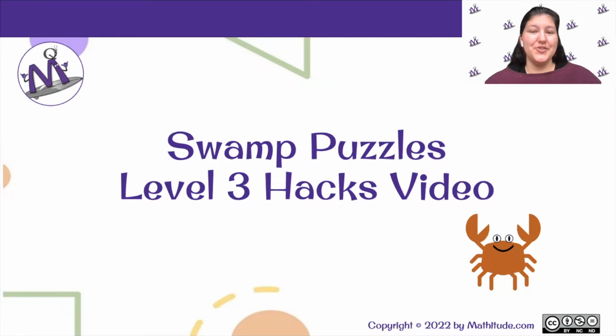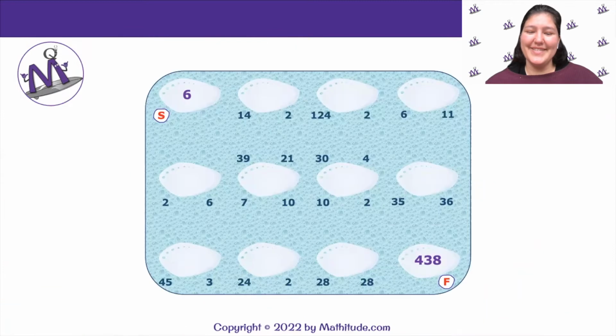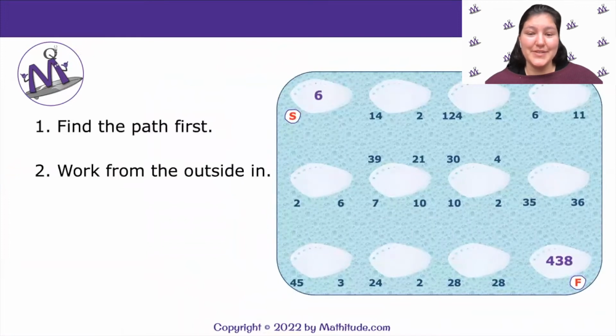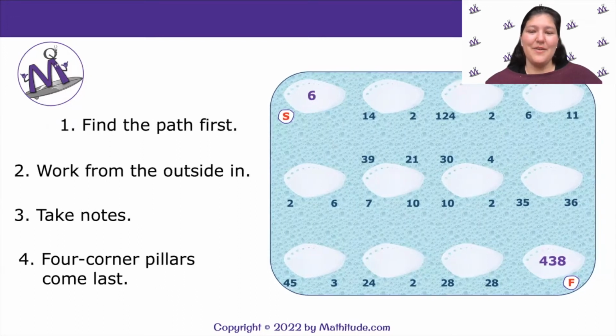We have some tips and tricks to help you tackle the hardest level of swamp puzzles. Let's dive in. In this video, we'll go over 4 hacks for solving Level 3 swamps. They are find the path first, work from the outside in, take notes, and 4 corner pillars come last. Let's start with finding the path.